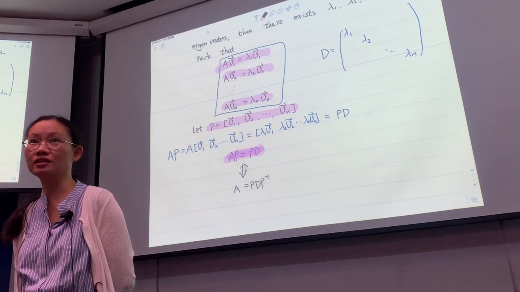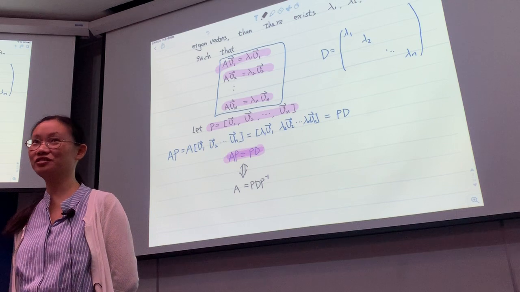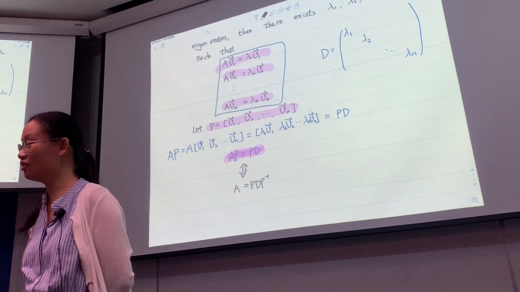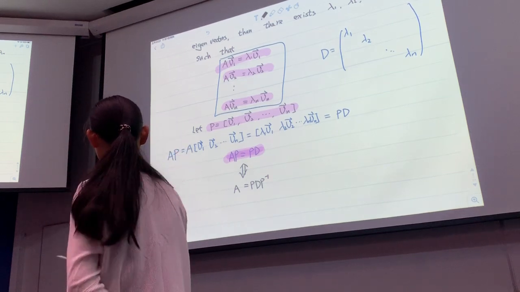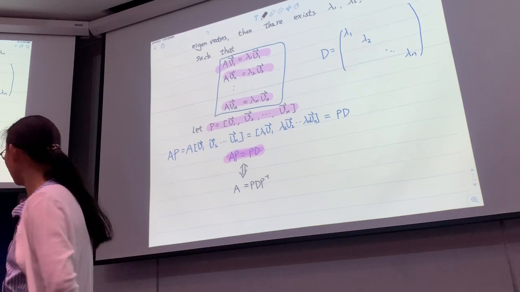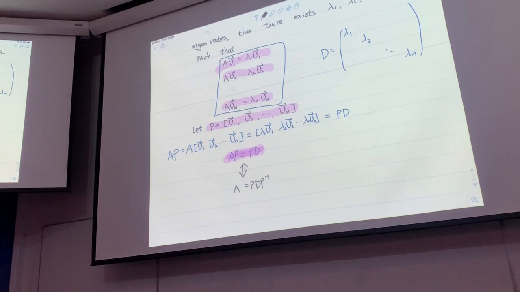I didn't do anything, I just used different notation. That's it, right? The only thing I did is that AP equals PD is equivalent to A equals P D P inverse. That's it, and in all other steps, I didn't do anything. So this proof obviously helps you understand how to do the diagonalization, right?